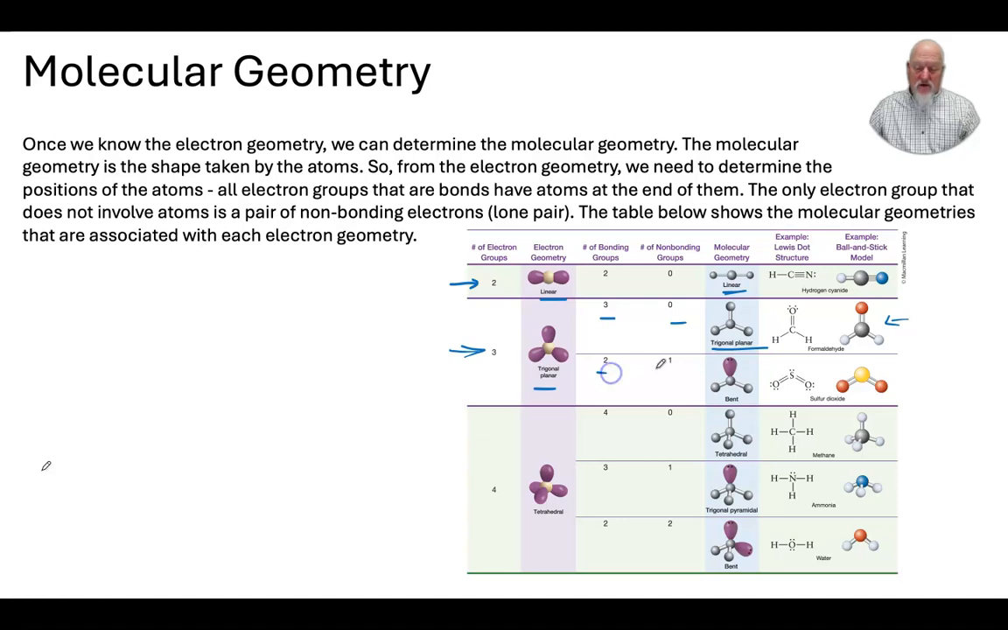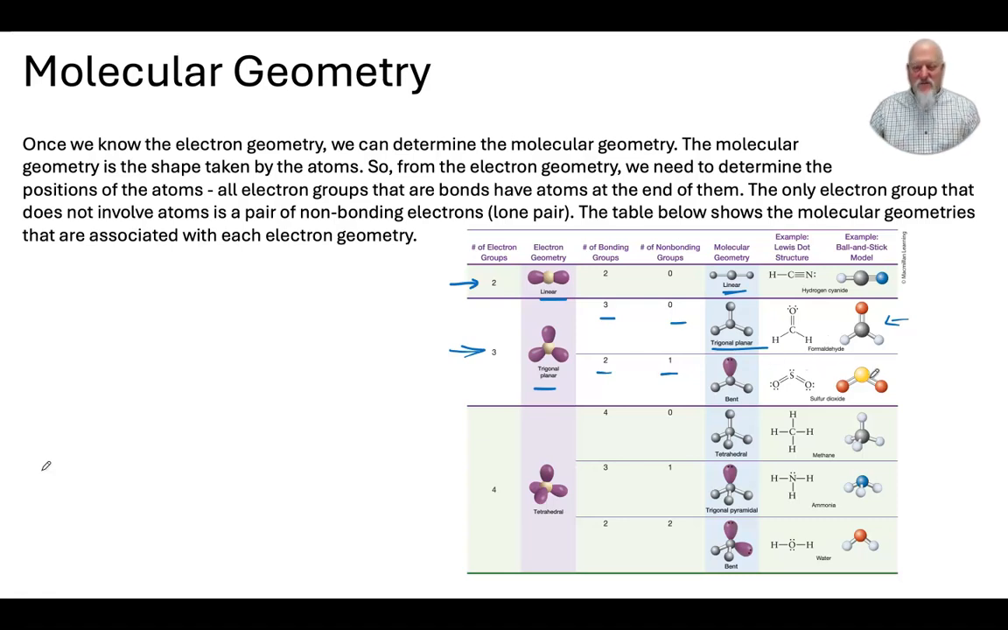There are times when it could be 2 bonding groups and 1 non-bonding group, like in the case of ozone, O3, which we saw earlier. So it has this structure. It's got 3 electron groups, the non-bonding group, and then the 2 double bonds, which are each an electron group. So it's got trigonal planar electron group geometry.